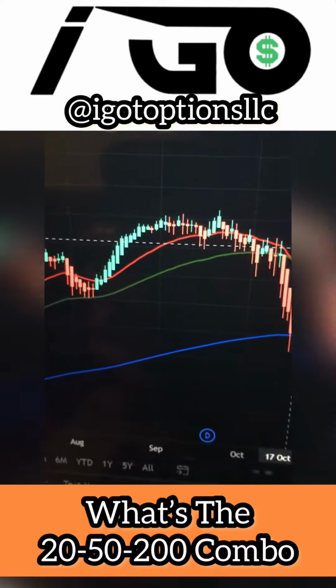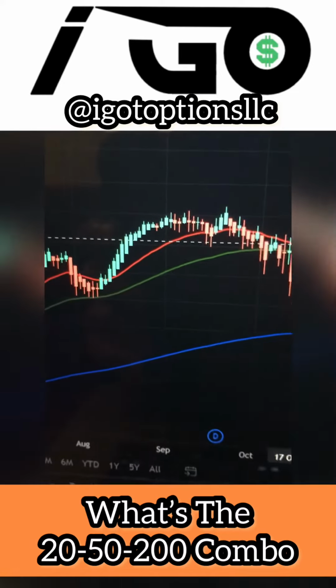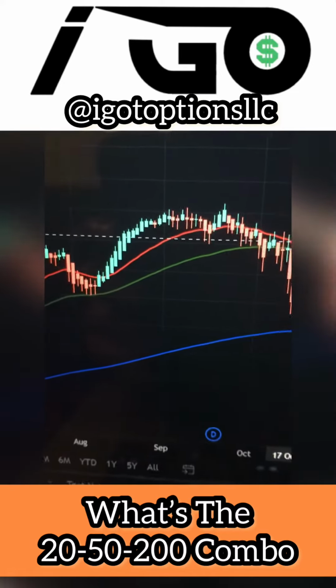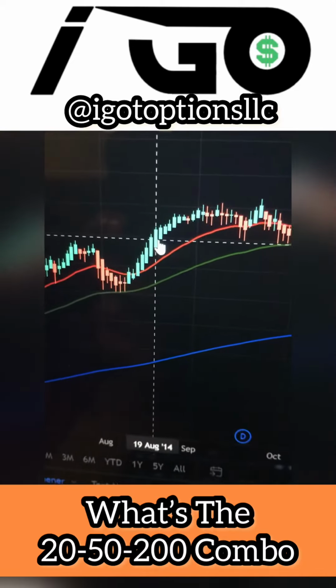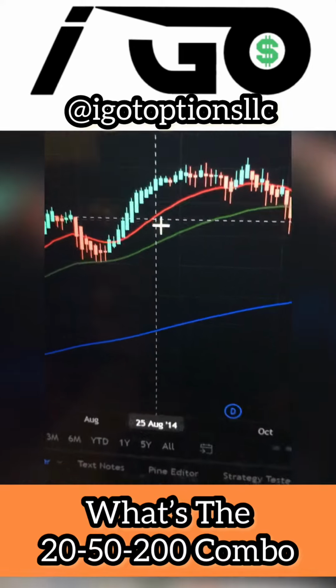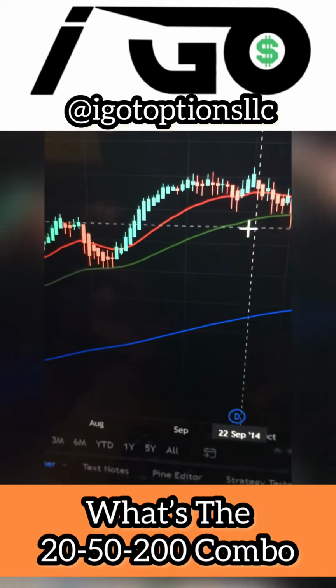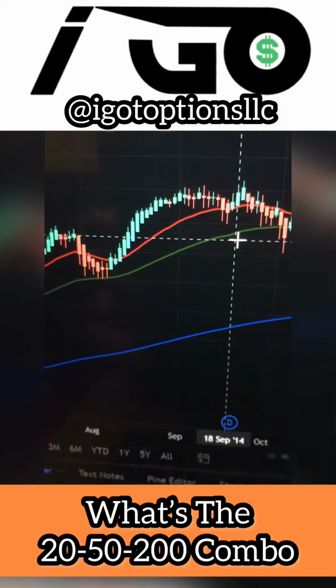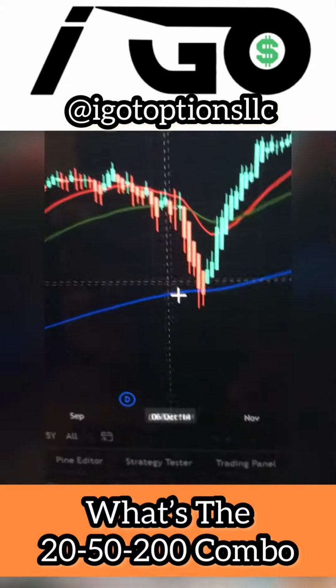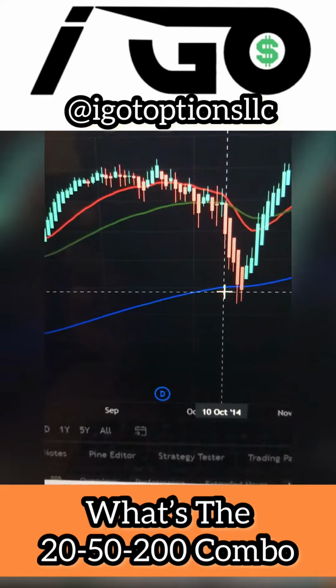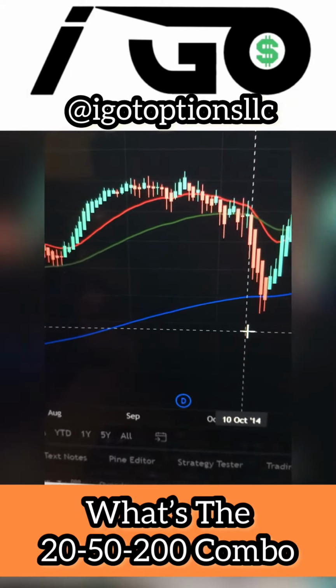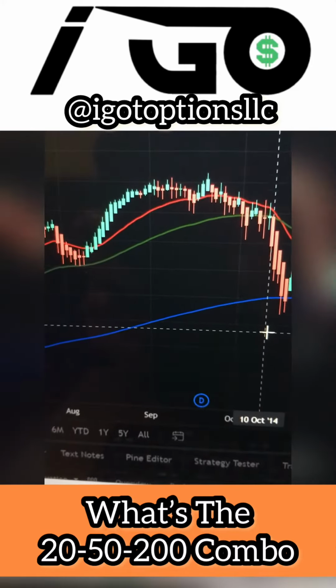That's because, for those that don't know, moving averages calculate the average price of a stock over a certain period of time. So the 20-day moving average calculates that over 20 days. The 50-day moving average, which is this green line, calculates the average price of the stock over the past 50 days. And this blue line right here calculates the average price of this stock over the past 200 days. That's the logic and rationale as to how these indicators move.